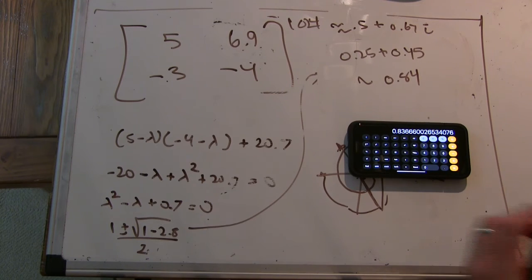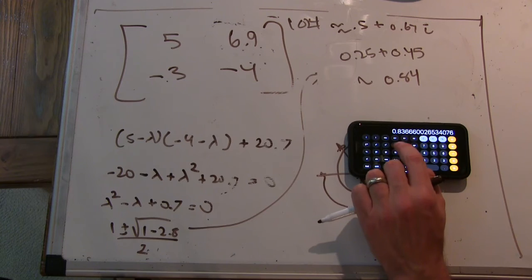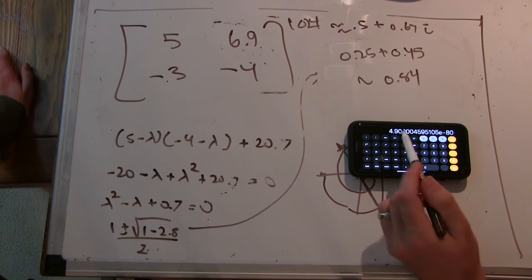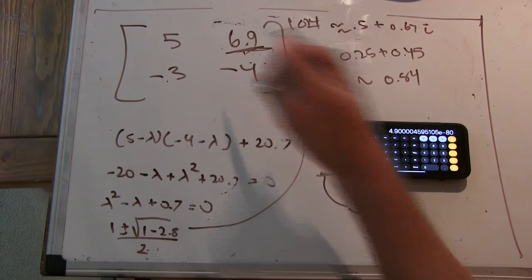So when we start raising to various different powers, in fact, can we take this to the 1024th power? That would be too big. Well, there you go: 4.9 times 10 to the minus 80. So essentially 0. Getting very small. Yeah, cool, that one tiny little change there.